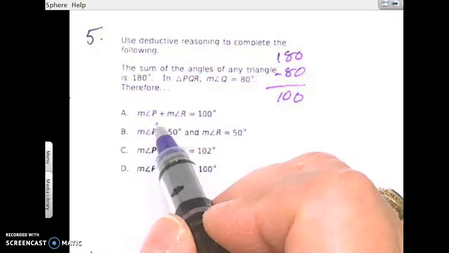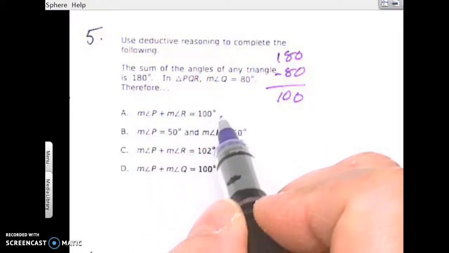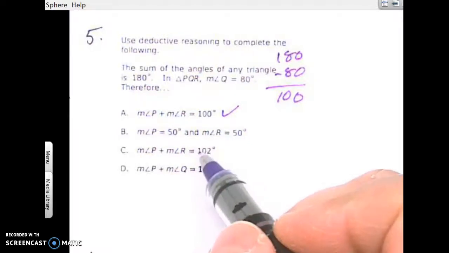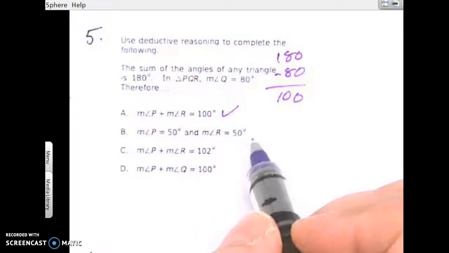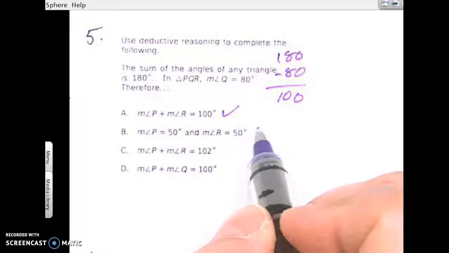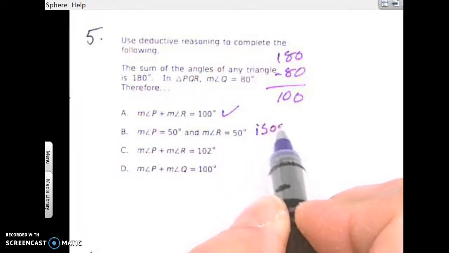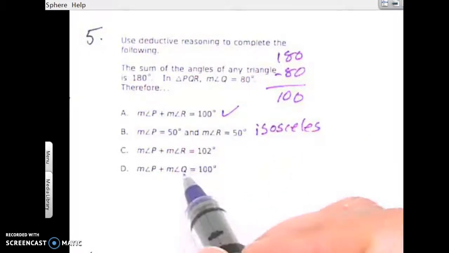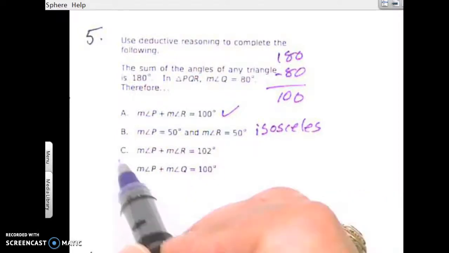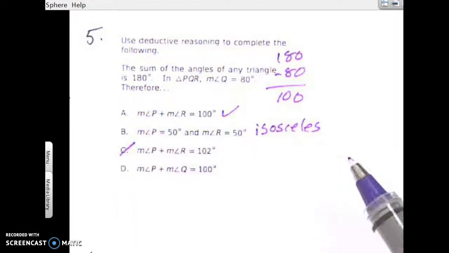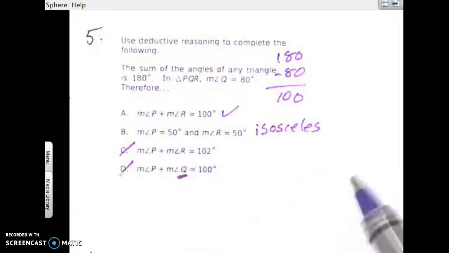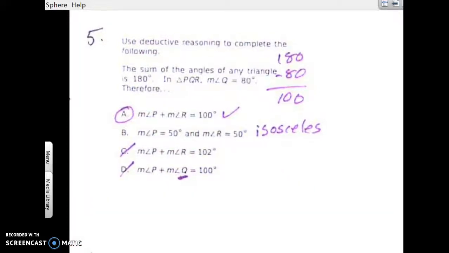Answer choice A says that the measure of angle P and the measure of angle R equals 100 degrees. That looks like what I want. Answer choice B says that the measure of angle P is 50 and the measure of angle R is 50. And that would be possible if they told me that my triangles were isosceles. But they don't tell me that information, so that's really not necessary. Answer choice C says that P and R are 102 degrees. That doesn't make any sense. And answer choice D says I'm adding P and Q together. I already know Q, so that doesn't make any sense. So answer choice A is going to be your best choice for that question.